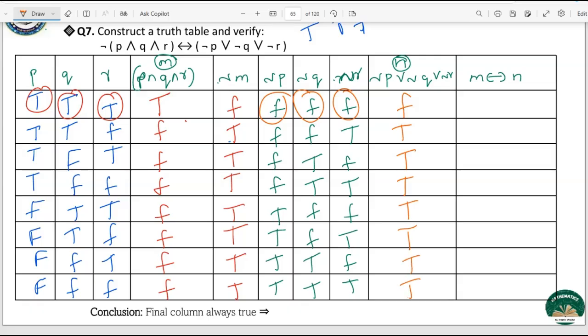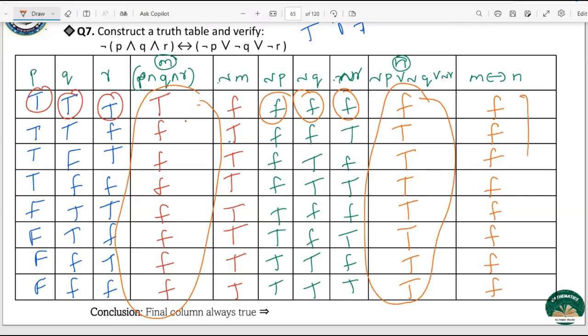Then the next one is M and N, double implication. If both are the same, the answer is T. Here both are not the same, so it is F. The both is not same, it is F, F, F, F, F, F, F. If both are same, it is T. We don't have anywhere both same for the M and N columns. They are both different, so the value is F.